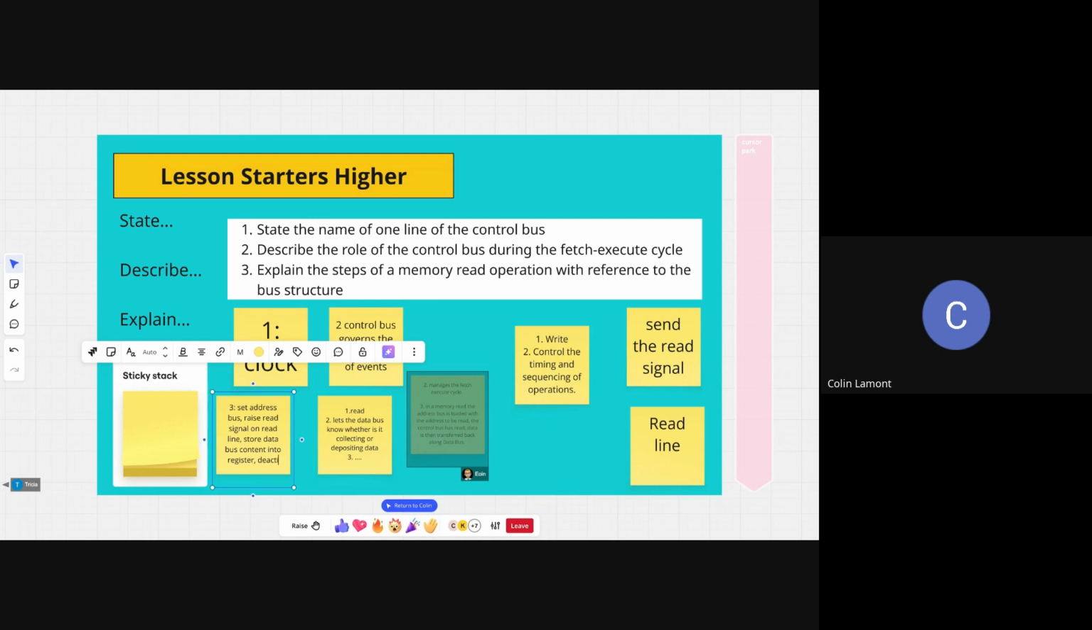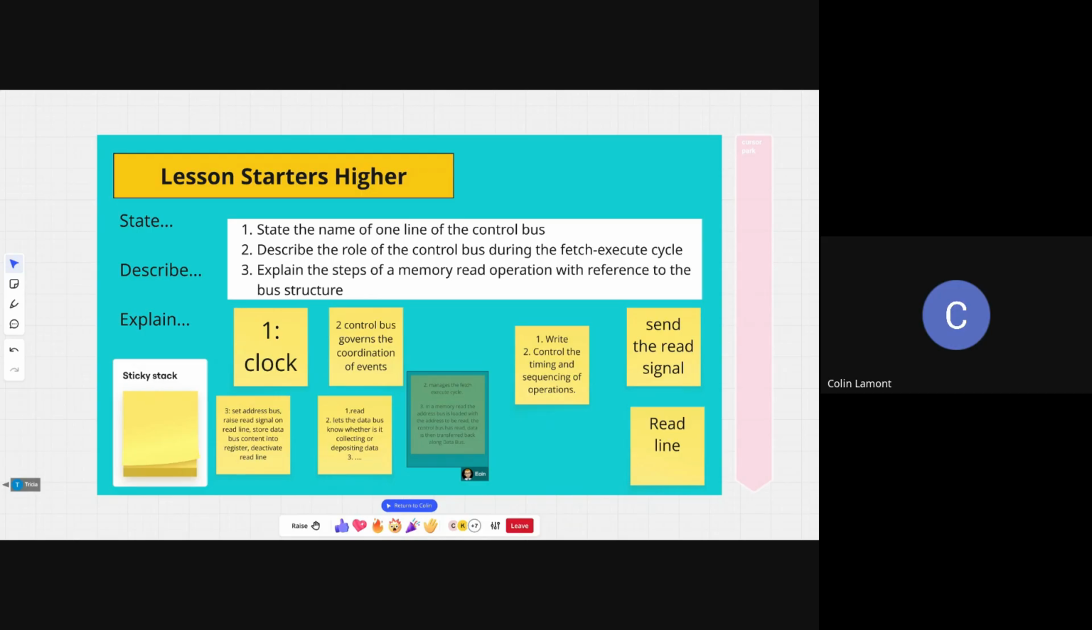And then for question 3, the steps of the memory read operation with reference to the bus structure, I use the acronym ABCDE. So AB for your address bus to identify the memory location, C for your control bus, sending that read signal, D for your data bus that sends the data from memory to the processor, and E because the instruction is decoded and executed. That's the way I remember it, which gives me something to fall back on.